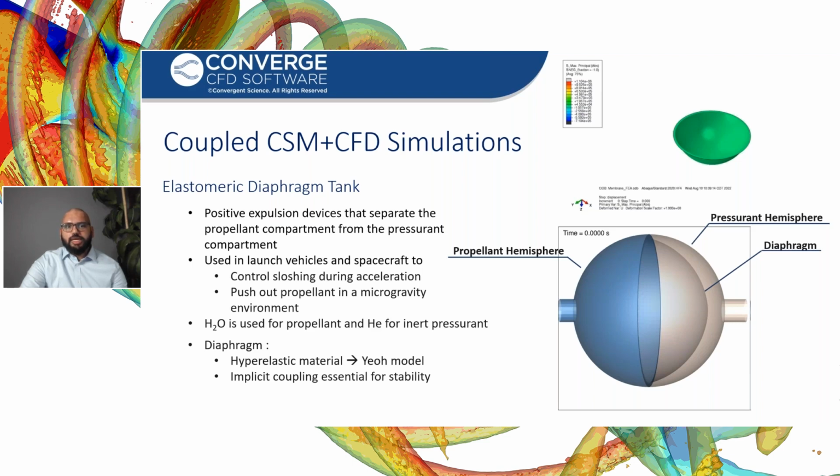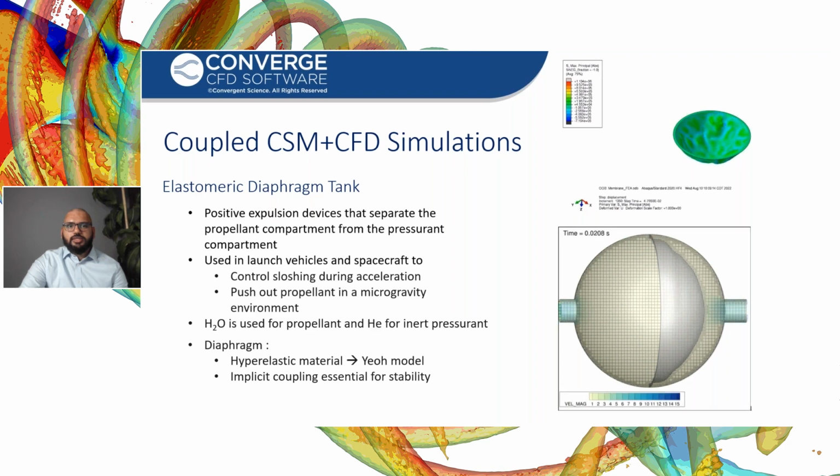The diaphragm is a hyperelastic Yeoh model, and we are modeling the diaphragm in Abaqus, and we are doing an implicit coupling between CONVERGE and Abaqus. We have a pressure end inlet that causes forces on this diaphragm, which is transferred to Abaqus, and it predicts these kinds of complex deformations, which we are able to handle very easily in CONVERGE. And we are able to put in grid where the membrane boundary is, so we can resolve that better.